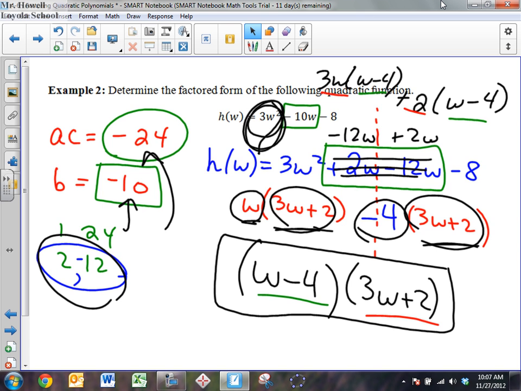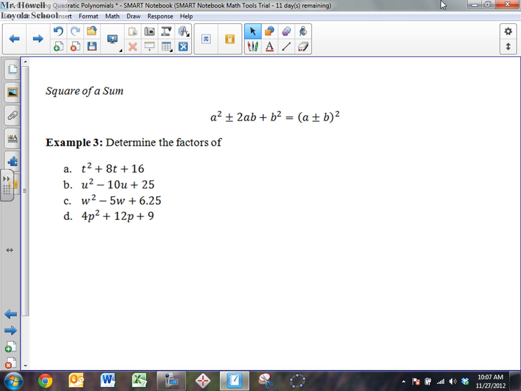All right. Now, we talked about square of a sum real quick, and I said you're not really going to need to memorize it much, and you really don't. But it's a good trick to know when you're factoring. It does help a little bit. So let's look at the first example.